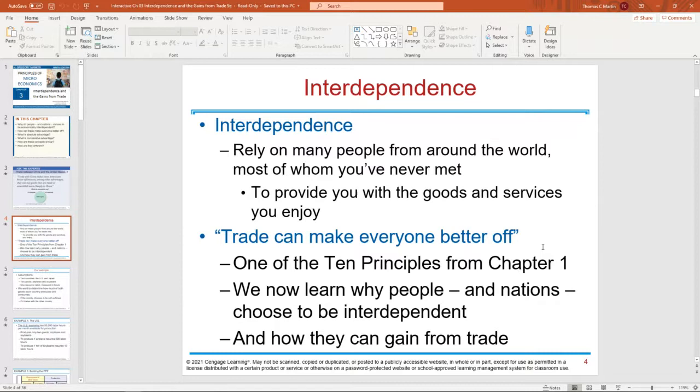From the rubber producers to the lumberjacks. Look at the mining of graphite. So everyone will be better off as long as they get the price they expect. Now, if they're forced labor, they're not better off. This is one of the 10 principles of chapter 1.